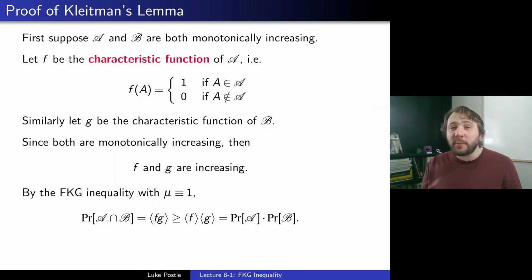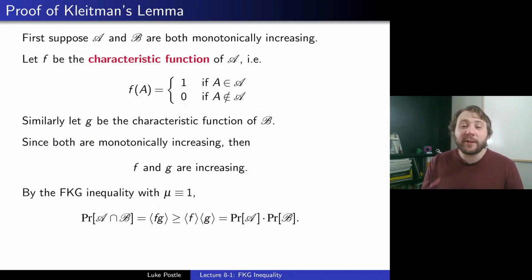We need a log supermodular function, but here we just use mu being always just 1, which is, of course, every constant function is log supermodular. Then we'd have that the probability of A intersect B, if you write it out, means precisely the expectation of f times g, which is at least the product of the expectations by the FKG inequality, which are indeed the probabilities. So you can work that out, right?